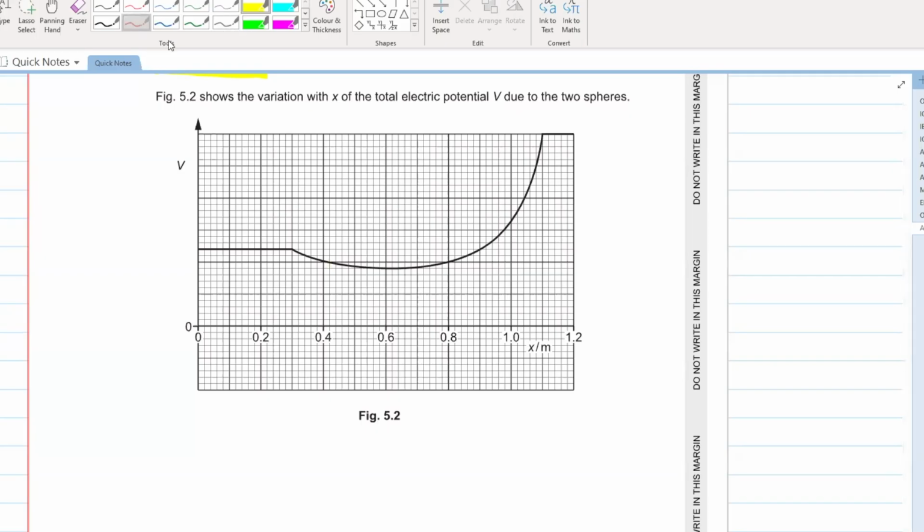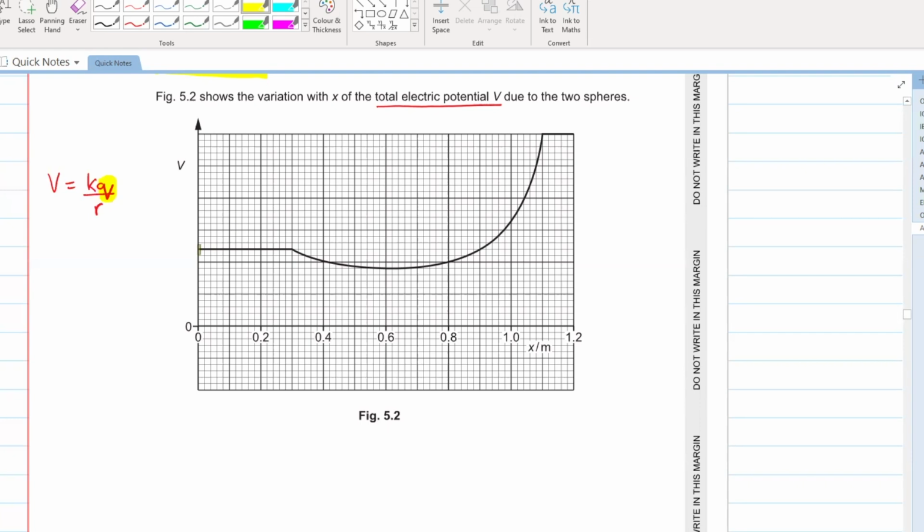First of all, you have to realize this is the total electric potential graph. What is the formula of electric potential? V equals kQ over r, where Q is the charge. Now, the first two conclusions are very, very easy. What are those conclusions?